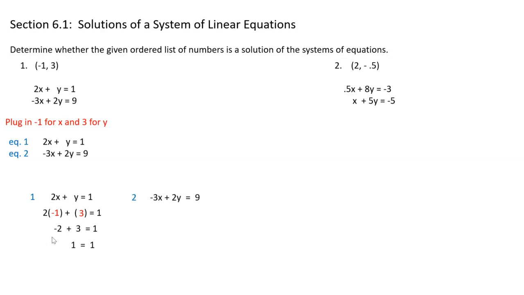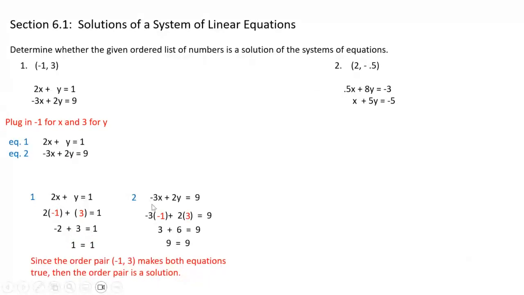If it works for equation 1, then you proceed to equation 2. Say, for example, that it wasn't true for equation 1, then you stop there, because the point has to be true for both equations. Now let's continue to equation number 2 and do the same thing. We plug in the same point, -1 for x and 3 for y. After we simplify the left side, it gives us 3 plus 6, and 3 plus 6 equals 9. So 9 equals 9. That means the point -1, 3 is a solution to the system of equations.